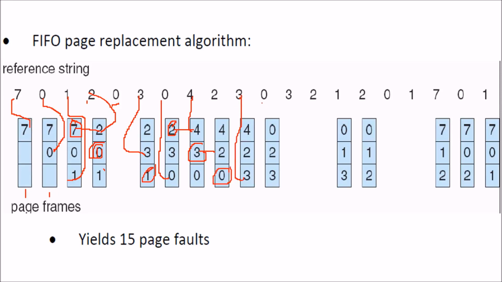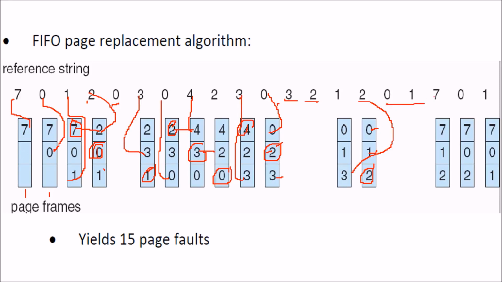0 has come. This 4 is the oldest one, so 0 will take this place. Since 3 and 2 are already there, there will be no page fault here. 1 will come. 1 will replace this 2. Right? Then 2 will come. 2 will replace this 3. So 2 will come here. Now 0 and 1 are there, so there will be no page fault.